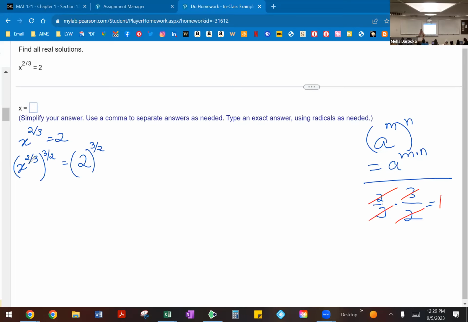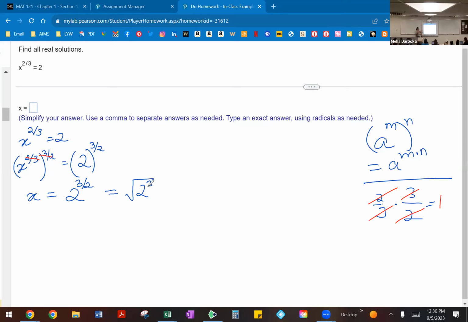So essentially, these guys just cancel each other out, leaving us behind with that nice and clean x, and then we'll simplify the right-hand side. So the right-hand side is 2 raised to the power of 3/2. You will see on the denominator of that fraction is the 2, so that's your square root. It's square root of 2, and that 3 is the exponent on 2.